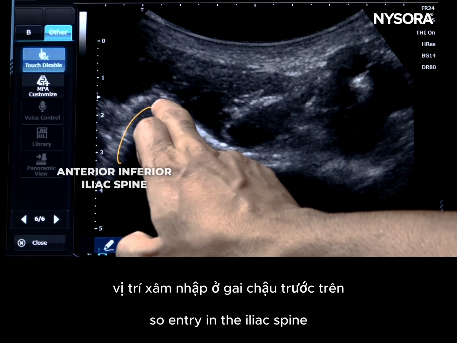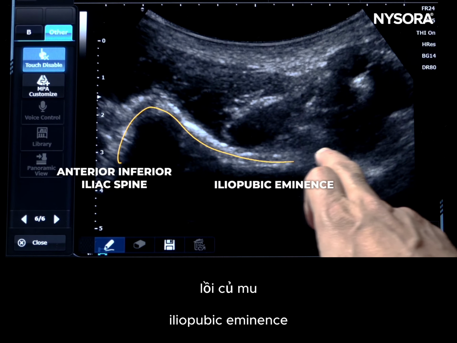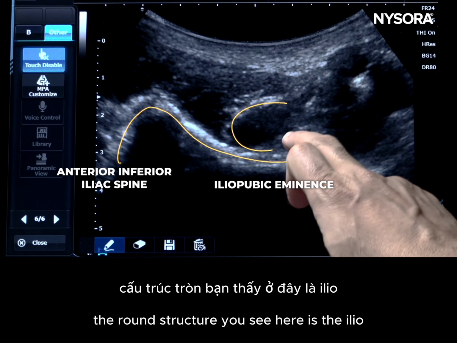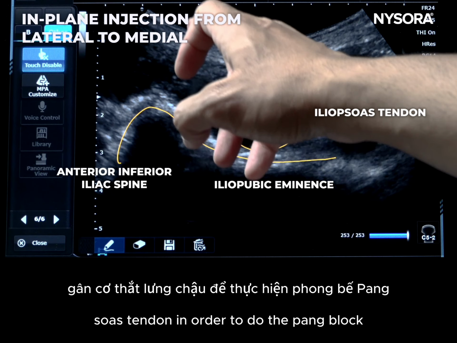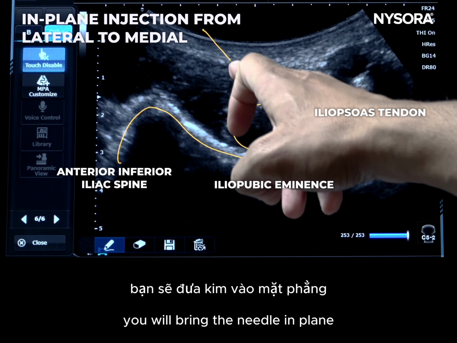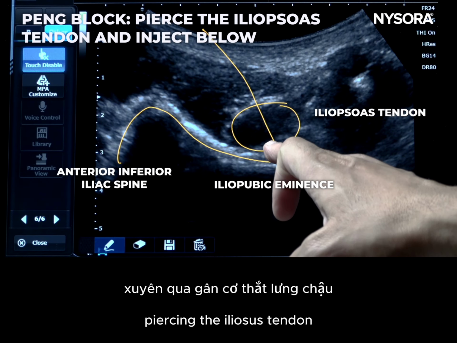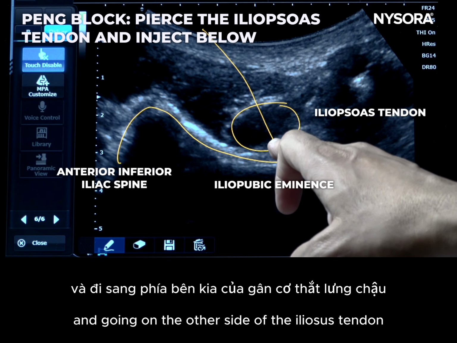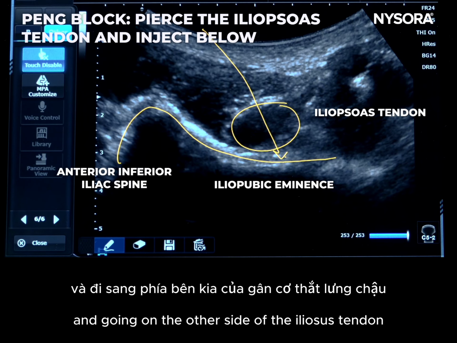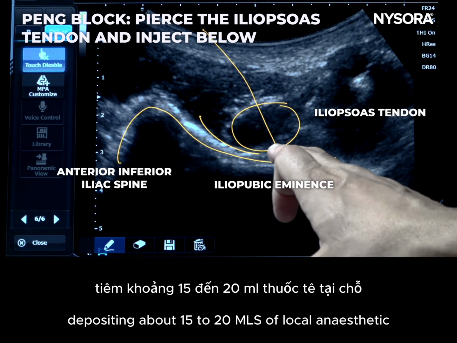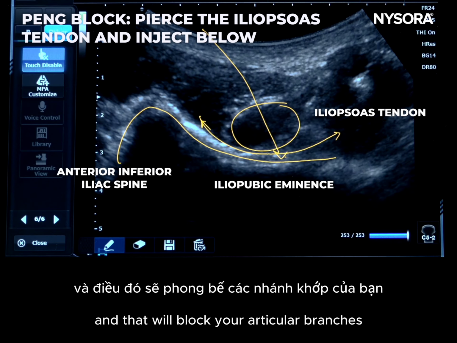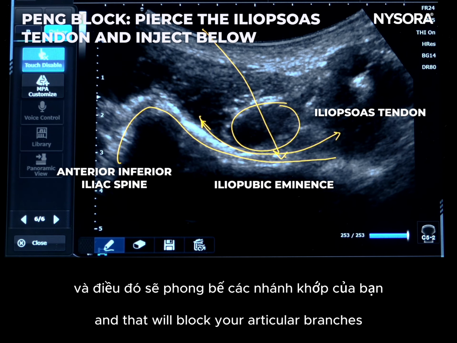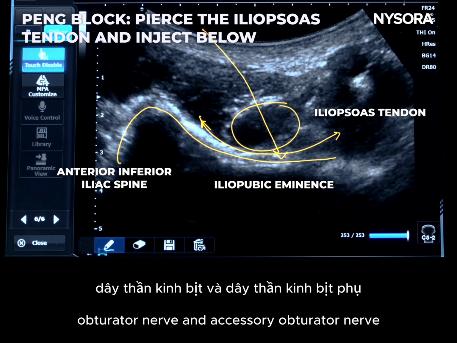So here are the anterior inferior iliac spine and the iliopubic eminence, and the round structure you see here is the iliopsoas tendon. In order to do the PENG block, you will bring the needle in plane, piercing the iliopsoas tendon and going to the other side of it, depositing about 15 to 20 mL of local anesthetic, and that will block the articular branches of the femoral nerve, obturator nerve, and accessory obturator nerve.